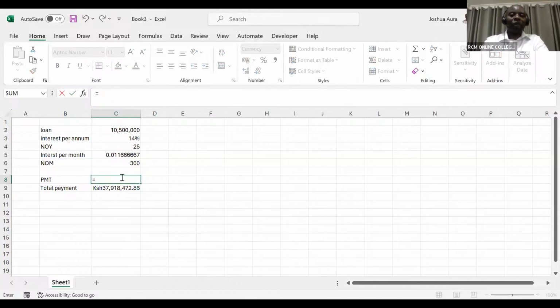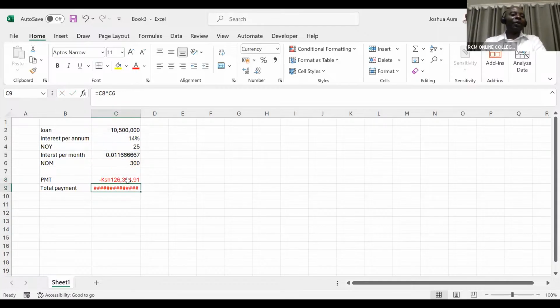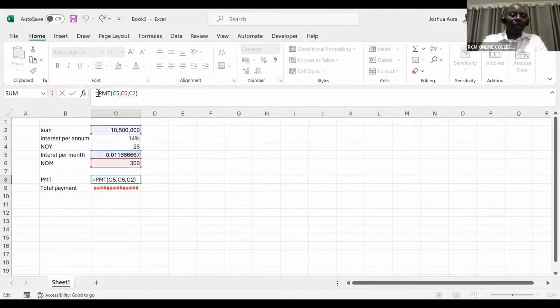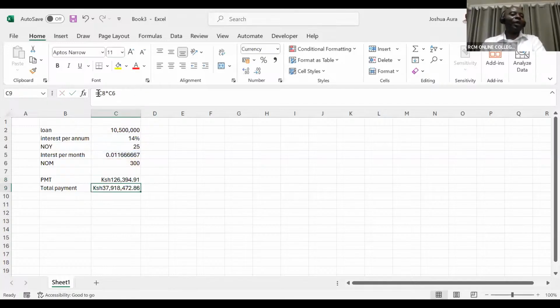So I'm starting again, equals PMT. So we pick the rate. I'm picking this monthly rate, because I'm paying this loan on a monthly basis. So the interest rate per month, comma, number of periods, the number of months, 300. Comma, present value is the total loan borrowed, 10.5 million. The other stuff, I'm not interested in them. I say enter. So when I say enter, what am I seeing here? This figure is negative. I would want to kill the negative. How do I kill it? Just come to the formula bar here. After equals, you say negative. You shall be able to get that.